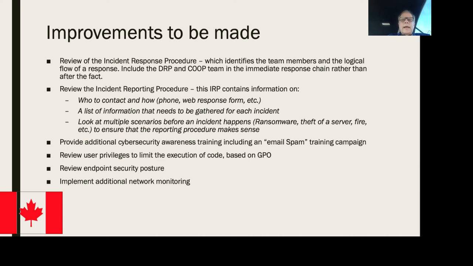Also, we're going to look at the endpoint security. As noted earlier, endpoint security should have flagged this. We're going to see what was going on, whether it was a combination of the Windows 10 Home edition or some other things that we don't have installed or stood up in our endpoint security. So we're going to examine that. And we're going to implement additional network monitoring beyond what we've already put in place for the immediate ransomware.